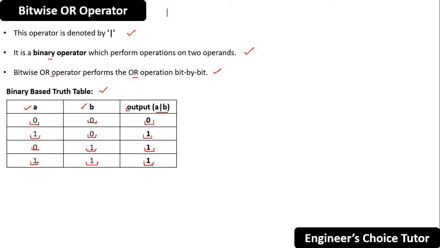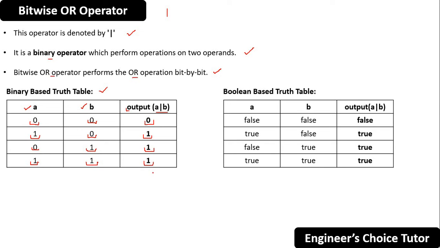So this is a binary based truth table. Clear? Now the next truth table is the Boolean based truth table, where A is one operand, B is another operand, and then the output. False and false will give you false. True and false will give you true. False and true will give you true, and true and true also will give you true.